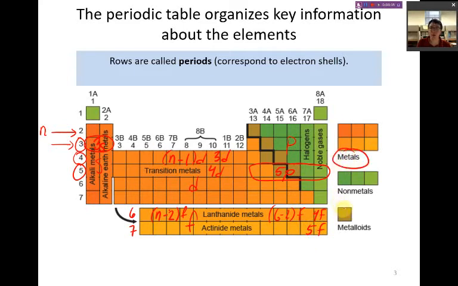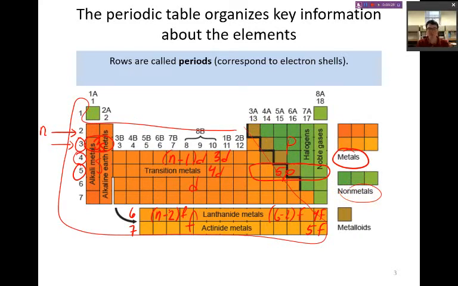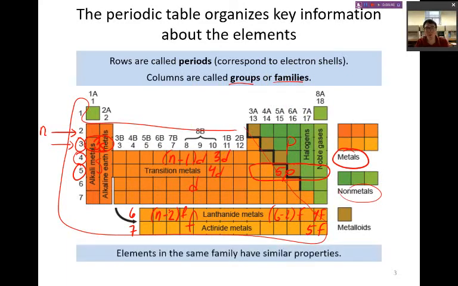You need to be familiar with which regions of the periodic table are metals on the left-hand side, and then the right-hand side are nonmetals, and then where our staircase of metalloids is. You also need to be aware that the terminology we use for columns is groups or families. And also that elements within the same family are going to have similar properties. So for example, elements that are in main group number 4 are going to behave similarly, but they will behave differently from main group number 7. However, the elements of main group number 7, the halogens, behave similarly to each other.